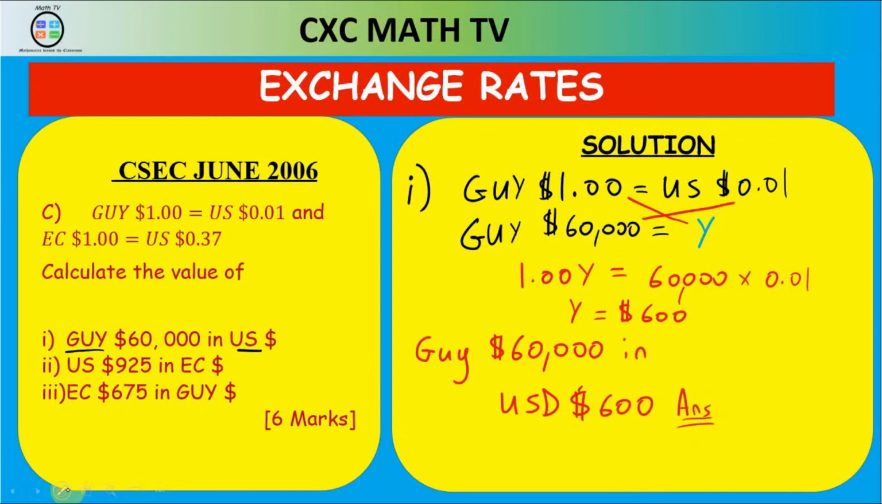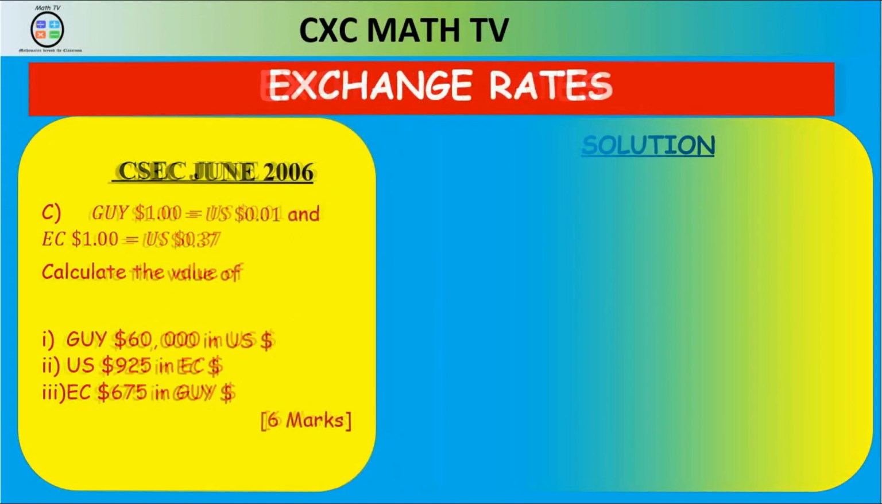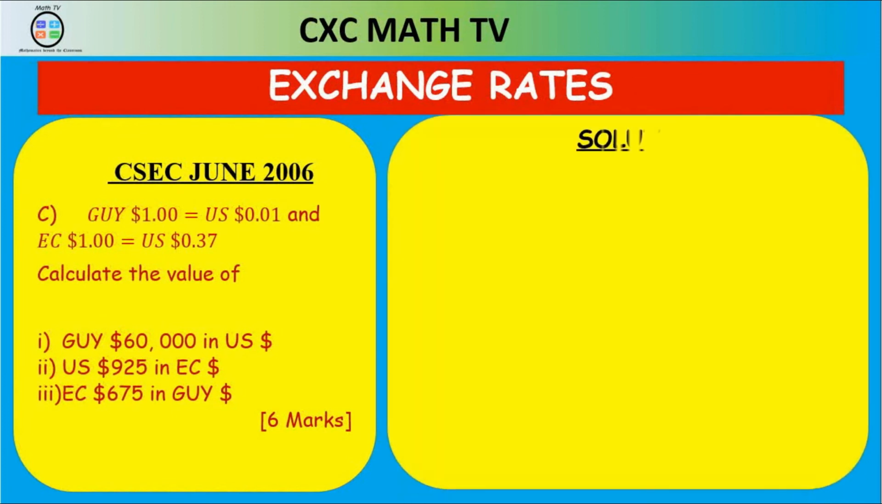So if somebody gives you 60,000 Guyanese, don't get excited. It's just 600 US dollars. But that's okay. That's perfectly fine. All right, part two. Part two, we need to convert US 925 into EC.